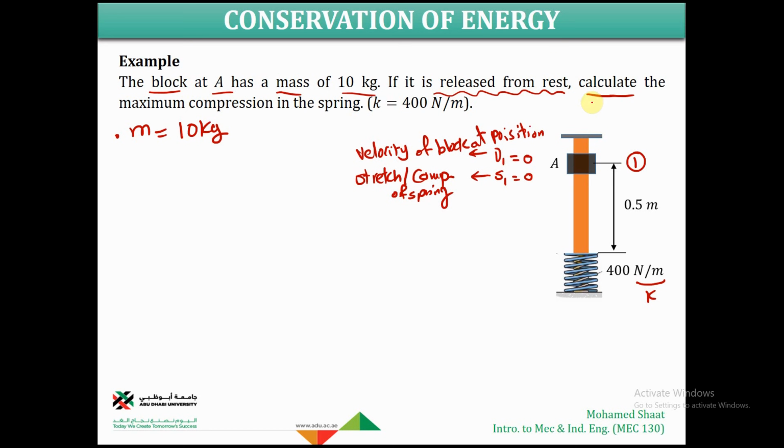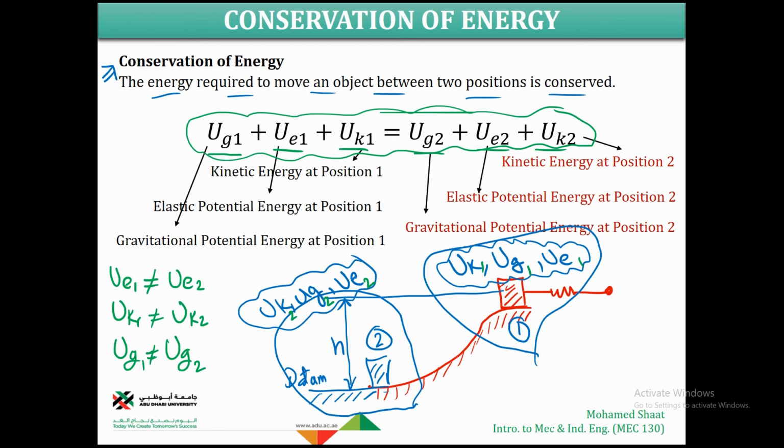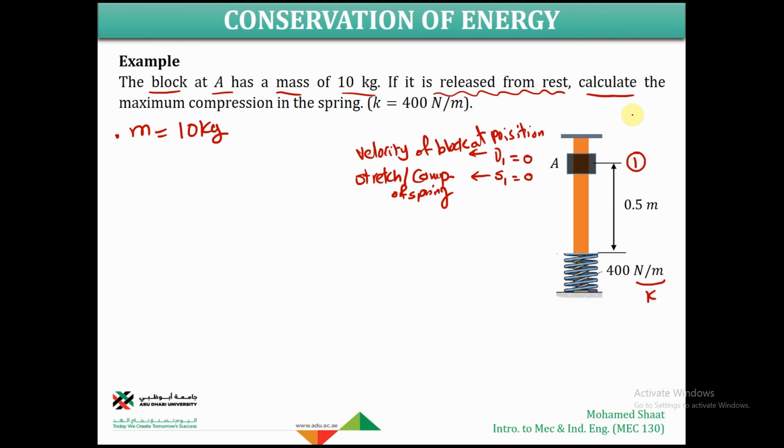Then he required to calculate. What comes after the word calculate, or find, or determine, is a description of position 2. Now we identified where position 1 is. What comes next is to identify where the second position is, because to apply this equation, we have to know where position 1 and position 2 are. So what comes after calculate is a description of position 2. It is required to calculate the maximum compression in the spring. This is what is required.